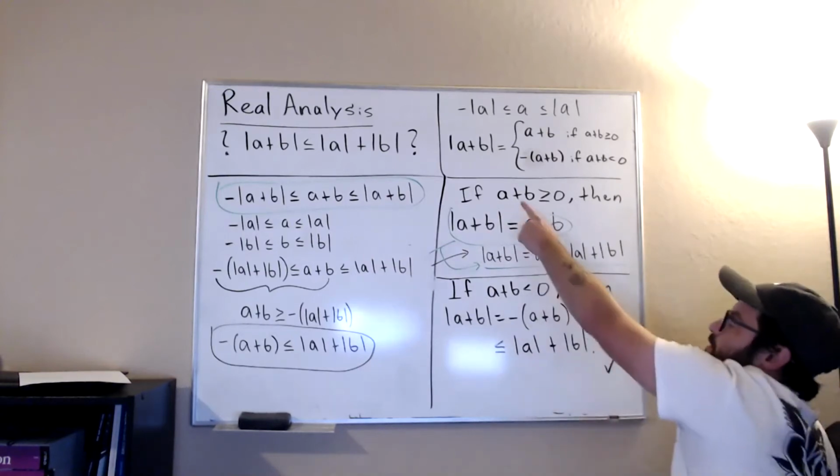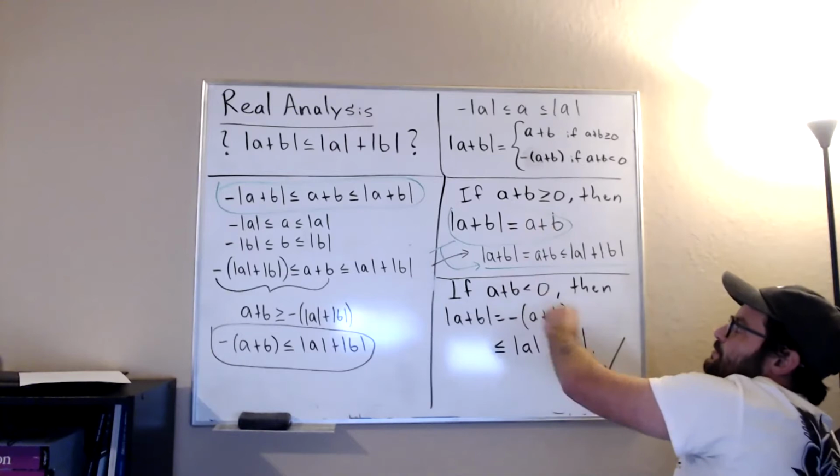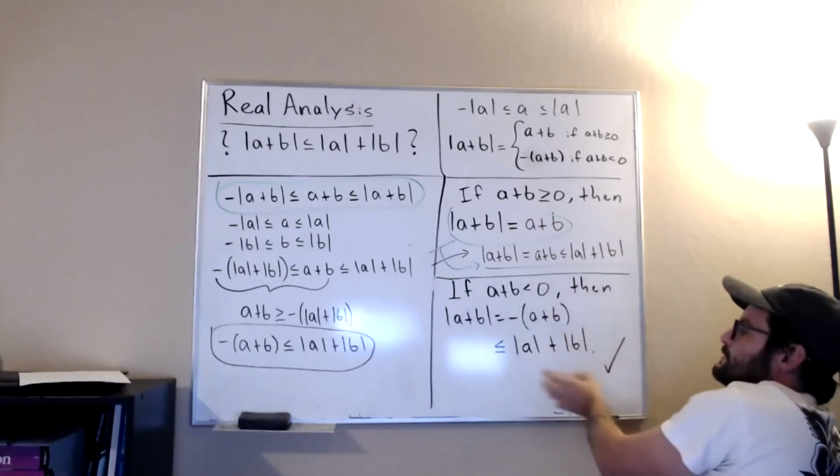In both cases, if the sum is greater than or equal to 0, or if the sum is less than 0, the absolute value of the sum is less than or equal to the sum of the absolute values.